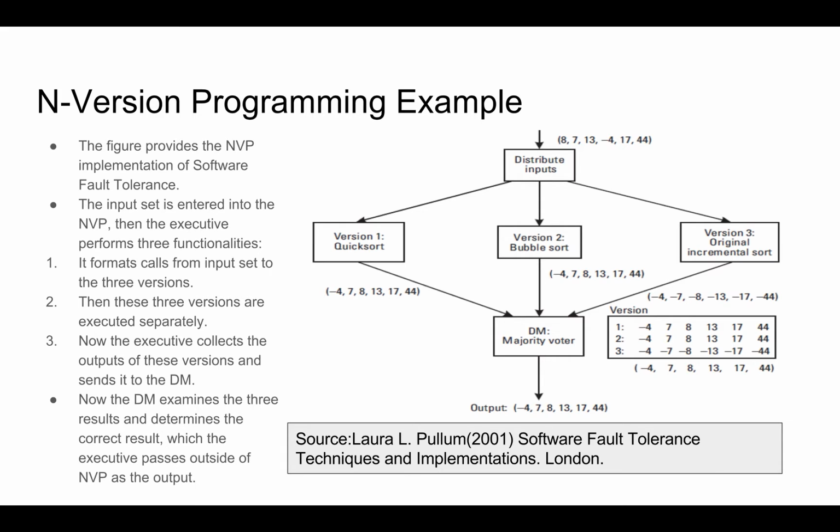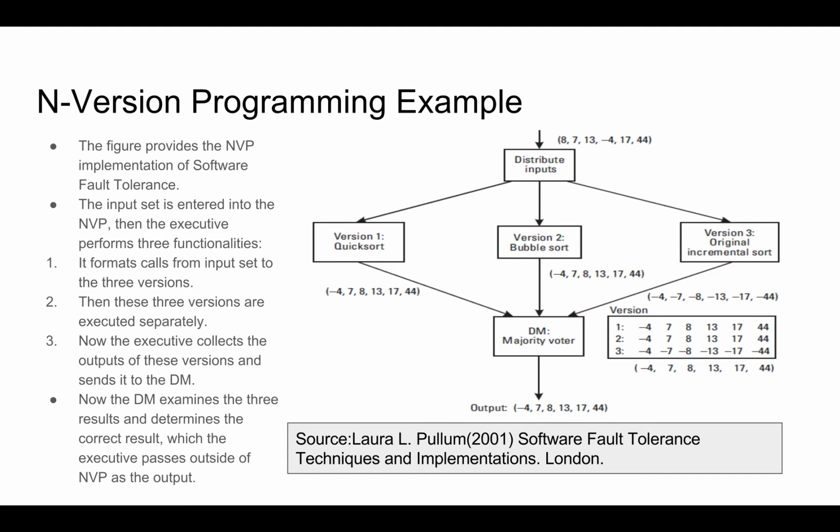Here the input set is entered into the NVP. Then the executive performs the following functions. It formats calls to the three versions, and those three calls distribute the inputs to the versions. Each version, that is quick sort, bubble sort, and the original incremental sort, is executed separately, and the results of these version executions are gathered by the executive and submitted to the DM.